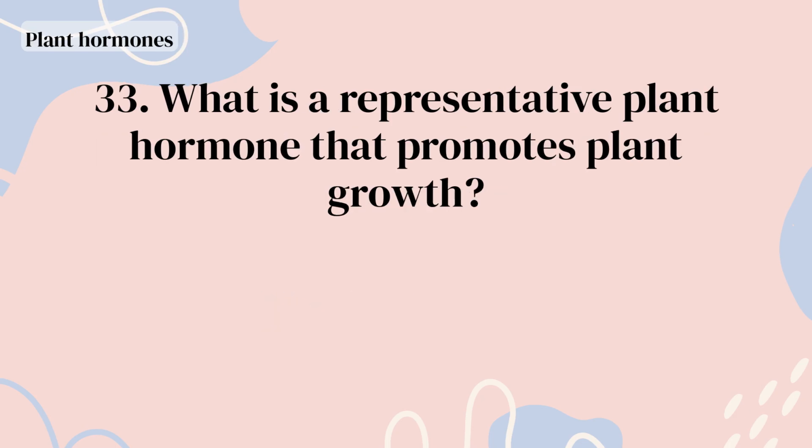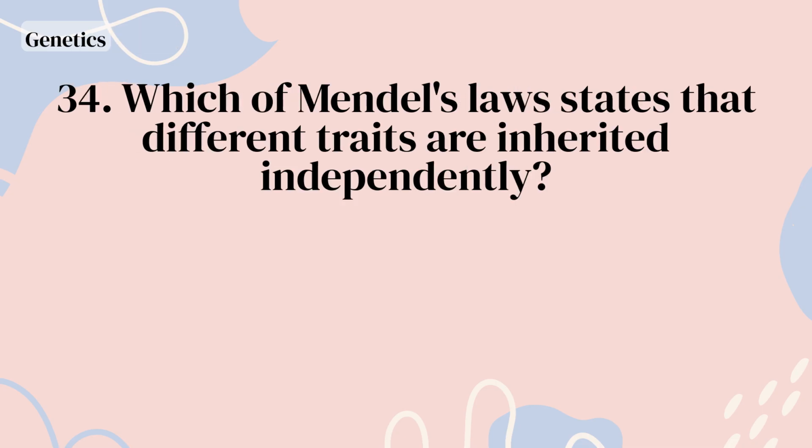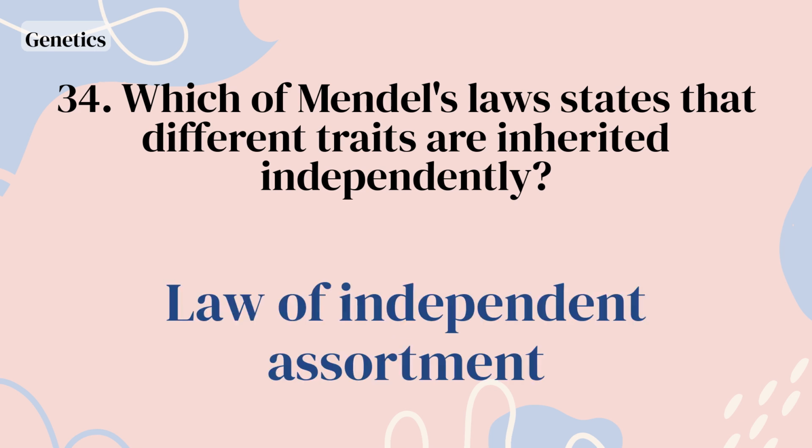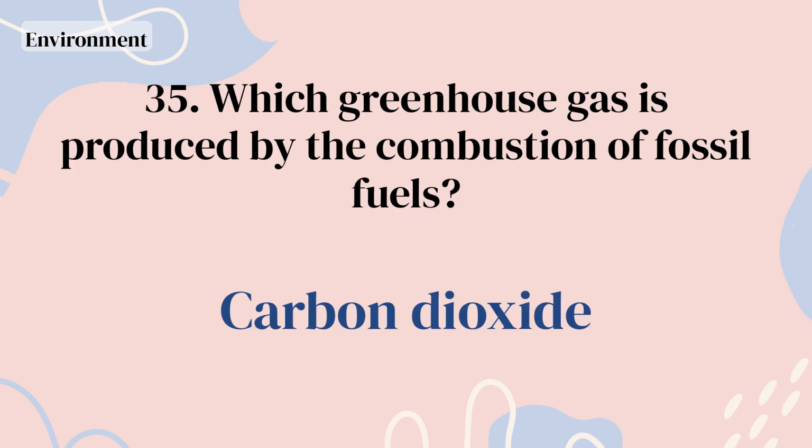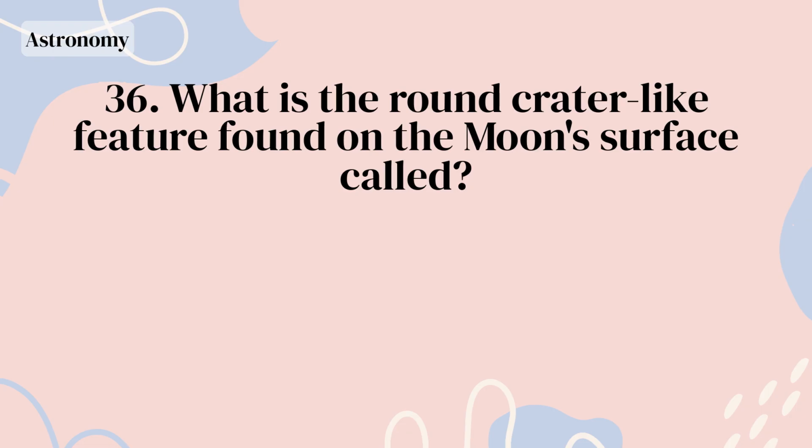Nucleosome. What is a representative plant hormone that promotes plant growth? Auxin. Which of Mendel's laws states that different traits are inherited independently? Law of independent assortment. Which greenhouse gas is produced by the combustion of fossil fuels? Carbon dioxide. What is the round crater-like feature found on the Moon's surface called?